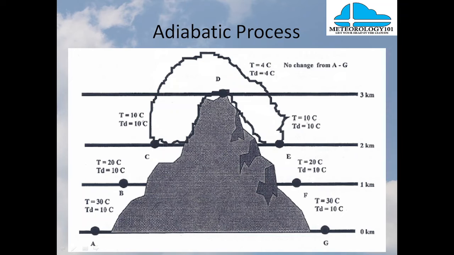Everything within that air parcel remains in the air parcel on the adiabatic process. So 9.8 degrees on average on the ascent, 9.8 degrees on the descent. We just rounded to 10 to make this easier to calculate. And like I said, when we end at G, we end up with the same temperature and dew point on that parcel as where we started. That is the adiabatic process.